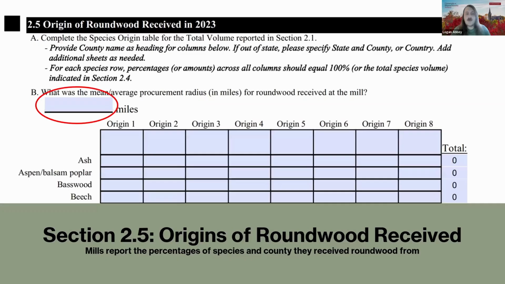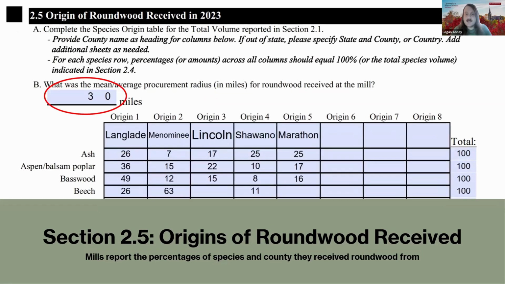Here we can see, like Matt showed you, a little snippet of the Northern Research Station form's section 2.5. That's the origin of roundwood received. We call it the species county matrix. Here's an example of what we would like to get back, where they've broken down the proportion of each species that came from the various counties they procured wood from. You can see I've circled on the left their procurement radius, where they can write in the mean or average procurement radius for the roundwood that they're receiving.